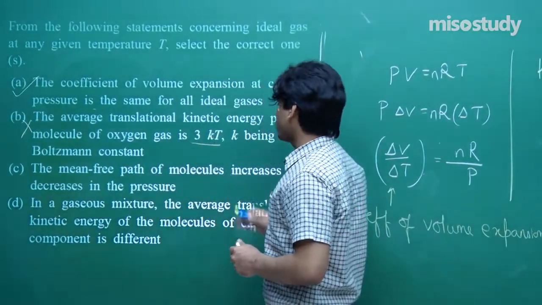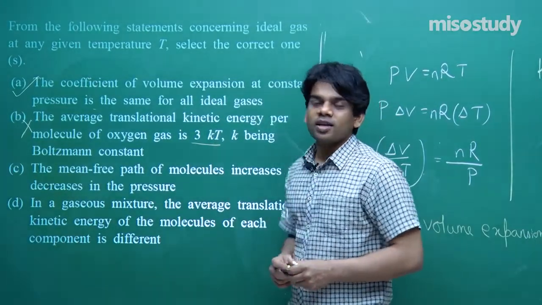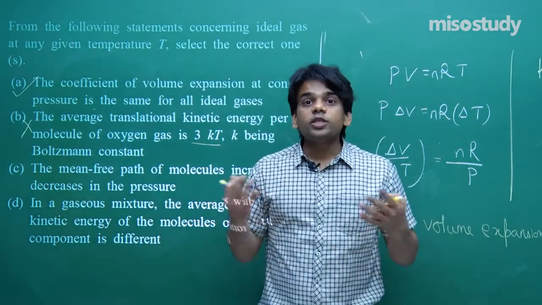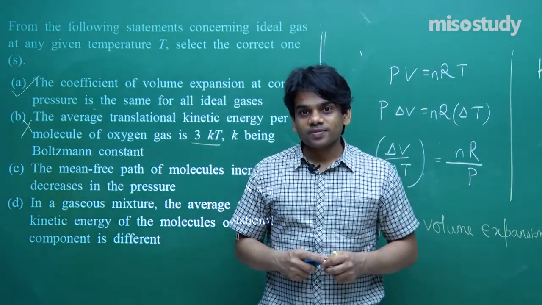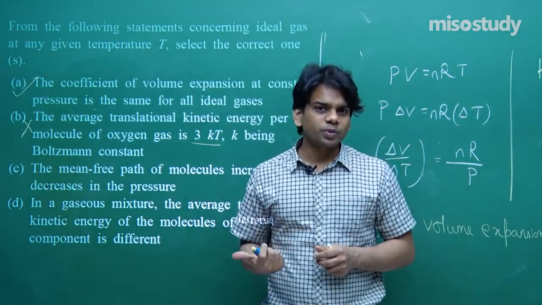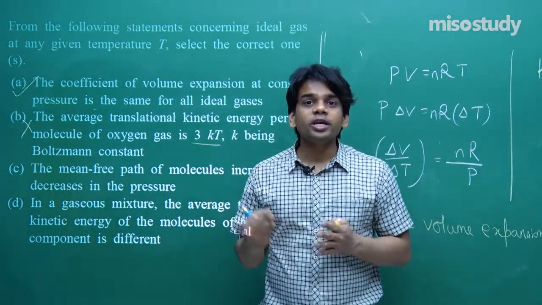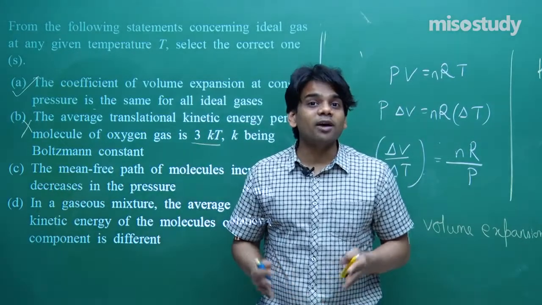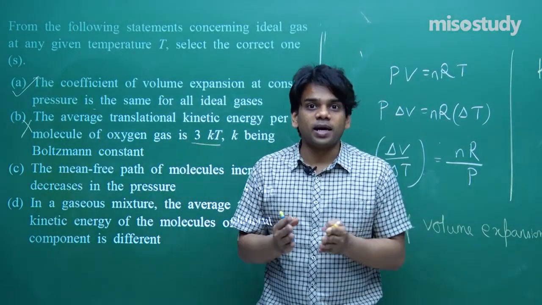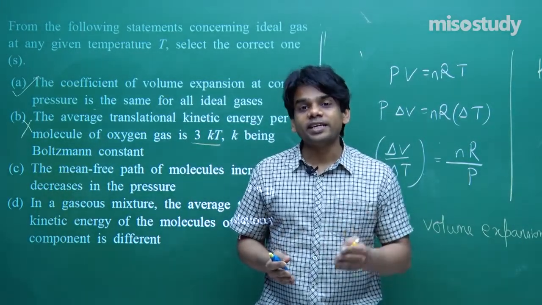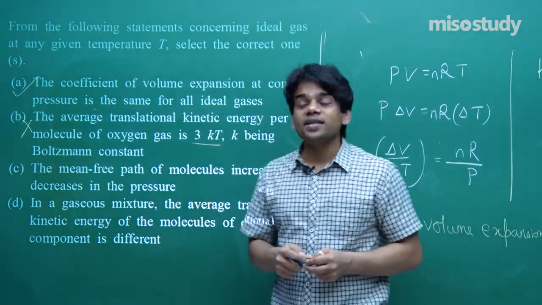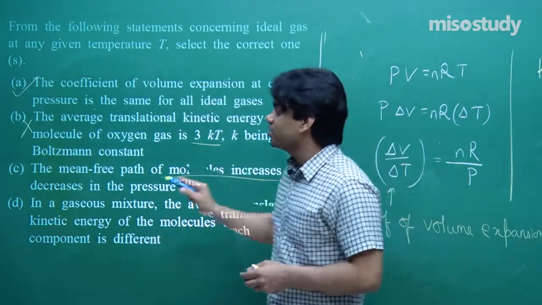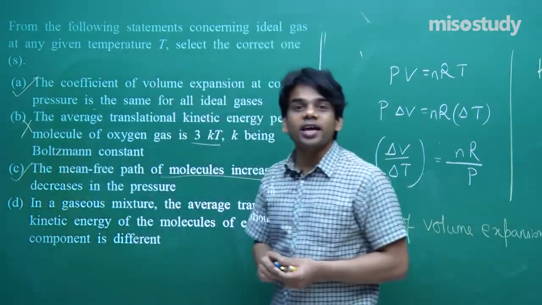C, the mean free path of a molecule increases with decreasing pressure. Due to decrease in pressure, what will happen? The molecules will have more space to move more randomly. So the mean free path is going to increase. If you increase the pressure, the molecule will have less path to move, so the mean free path will decrease. Yes, it increases on decreasing the pressure. So C is the right answer.